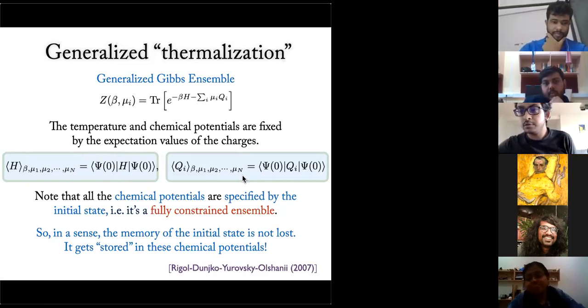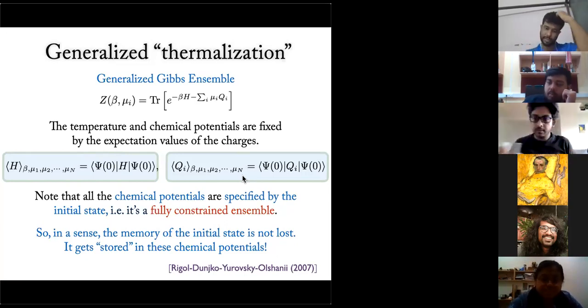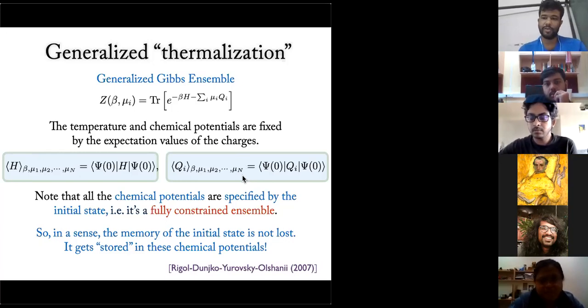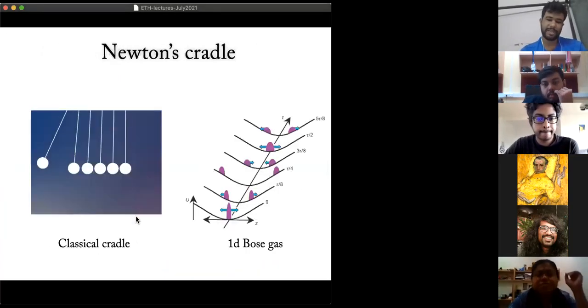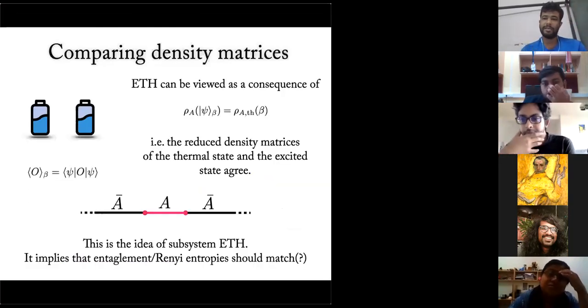Yes, so I was wondering, is it right to say that the overall statement of ETH would be, for example, the way you described the subsystem ETH, that the thermal state looks very similar to typical pure states? Is that what the overall statement should be?